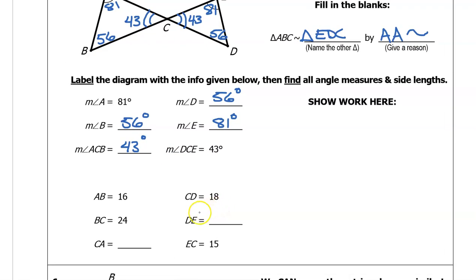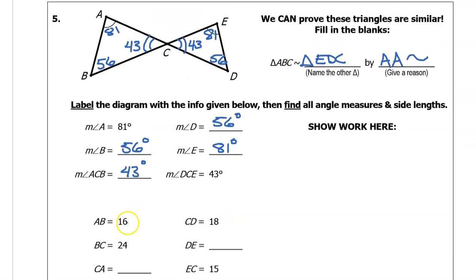So now let's talk about the sides. I think I'll switch colors to keep it clear. AB is 16. So this is 16 right here. Okay, CD is 18. BC is 24. And EC is 15.